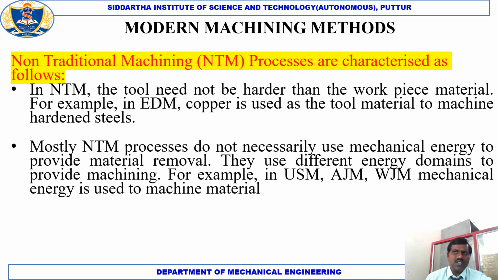See, in most of the machining processes, in case of these modern machining methods, we do not necessarily require mechanical energy to remove the material from the workpiece. Apart from that, they use different energy domains to provide the machining. For example, in ultrasonic machining, abrasive jet machining, and water jet machining, mechanical energy is used to remove the material from the workpiece.